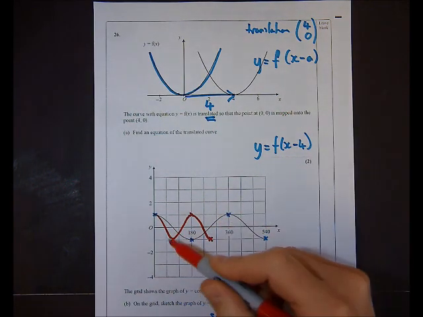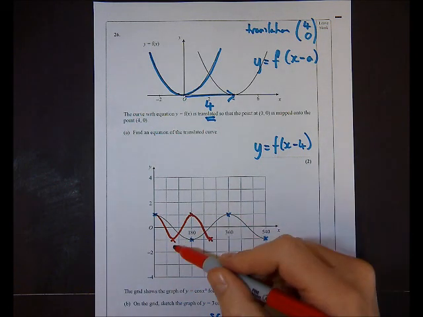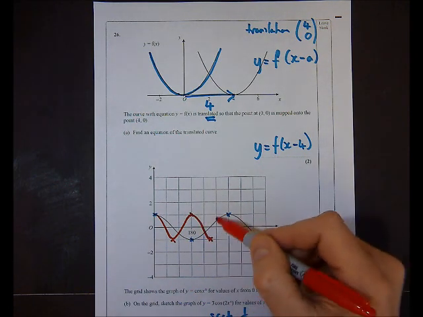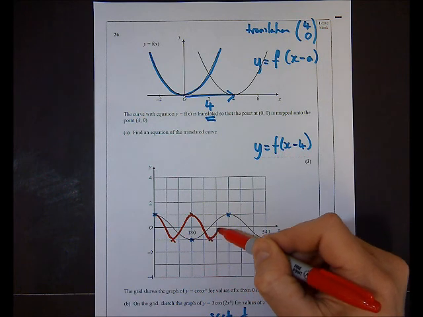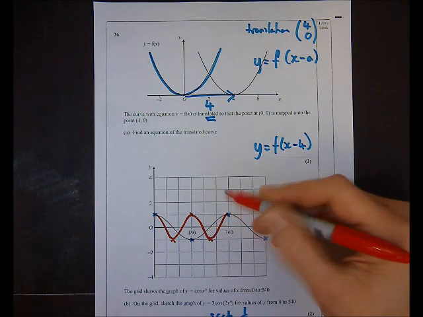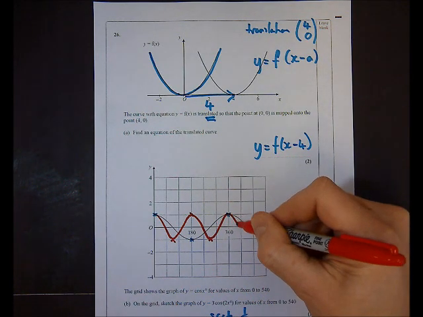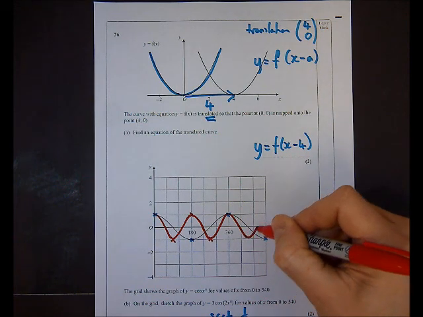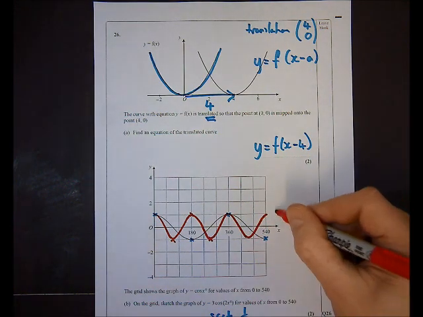Now obviously I can spot the pattern of this curve now, so I'm just going to continue that on. So I'm going to move up from here to there, I'm going to come back down again, there, and back up again to there. So that's the curve y equals cos 2x.